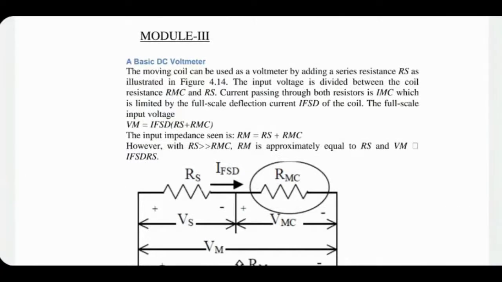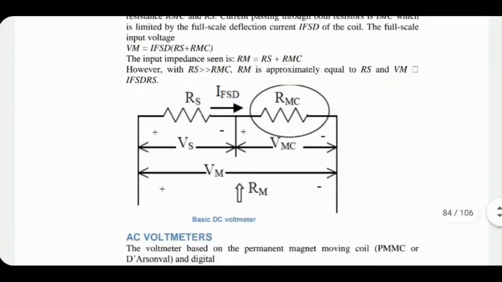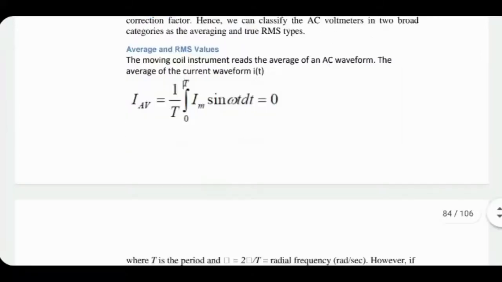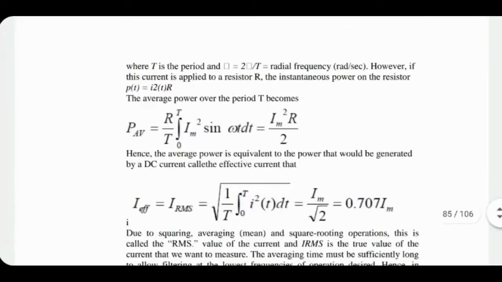Module 3 is a recapitulation of what we have done already. DC voltmeter, we know how to use a galvanometer to design a DC voltmeter. That theory is given again here. So let me not waste too much time. Basics like RMS value, average value, we have already done that. So a bit of repetition of what we know already.